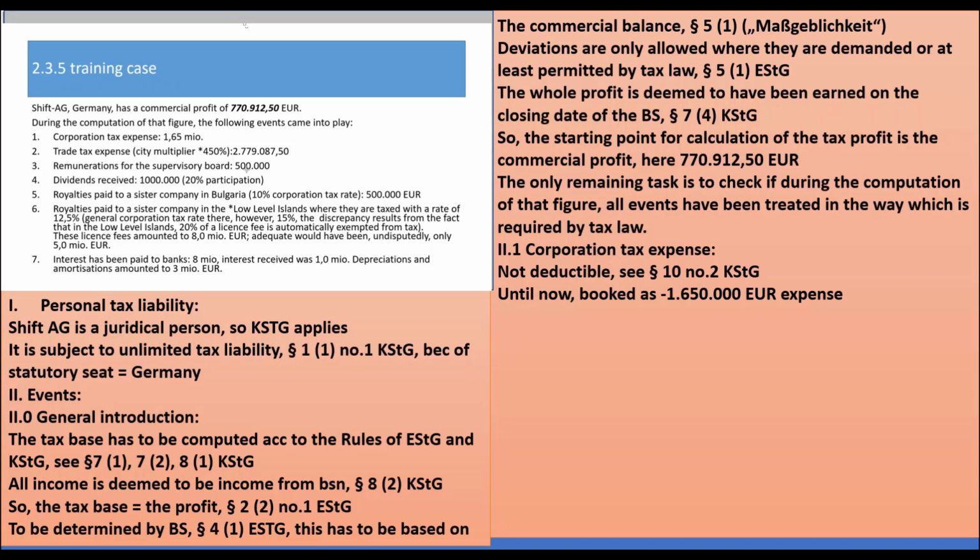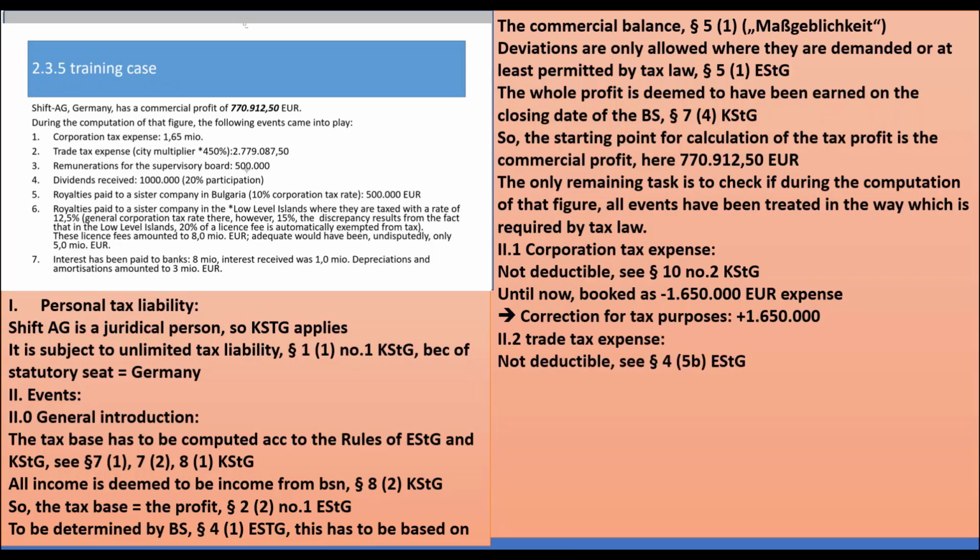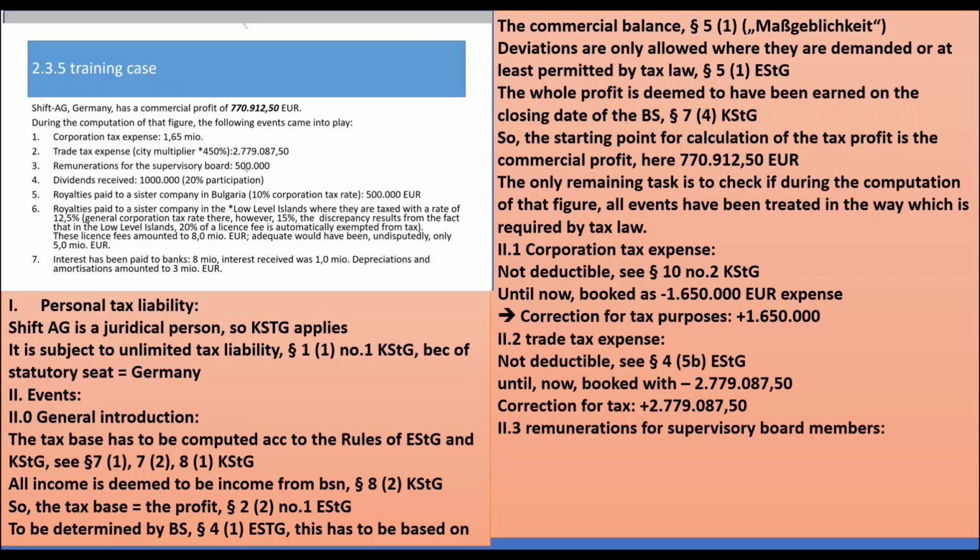But until now, it has been treated or deducted from the profit with minus 165, and so that should be reversed, and you eliminate minus 165 by adding back 165. So that's our first adjustment. Trade tax expenses are also not deductible, but under a different rule, 4 paragraph 5b EStG. So the final result with which trade tax expense should go into the calculation of the taxable income is a zero. Until now, we have booked minus 2 million and a bit more. So we have to reverse that deduction in order to arrive at the correct zero.